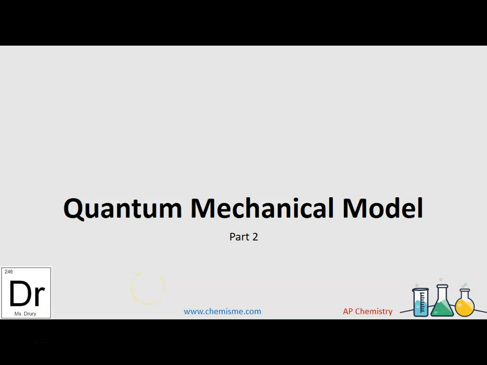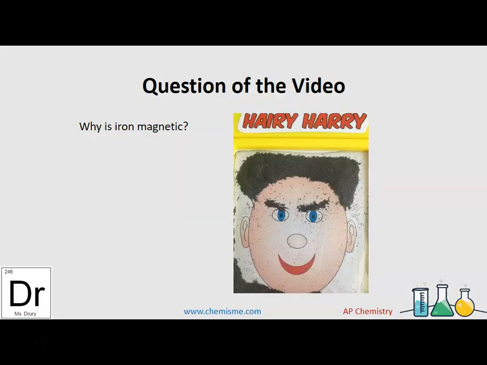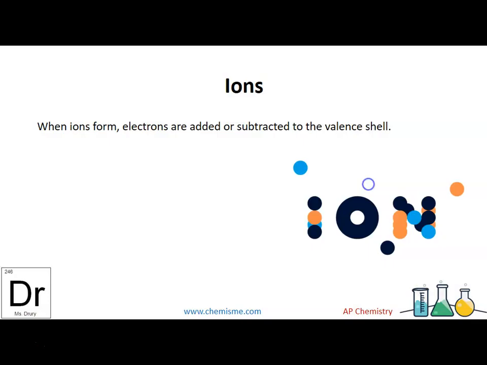This video is the second part of the quantum mechanical model. You should already be able to describe atoms, cations, and anions, and write configurations for the atoms that are neutral. But by the end of the video, you should also be able to construct electron configurations for sublevels of ions, including exceptions to the Aufbau, using and understanding the noble gas shortcut, and labeling atoms as diamagnetic, paramagnetic, and isoelectronic. So our question of the video is, why is iron magnetic?